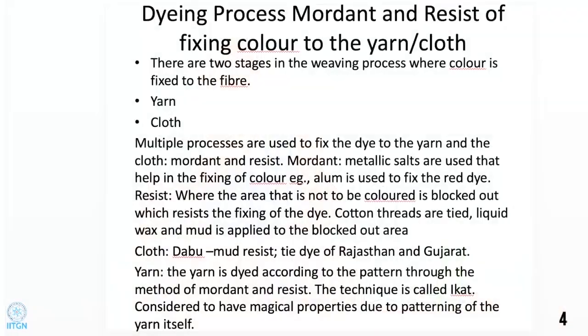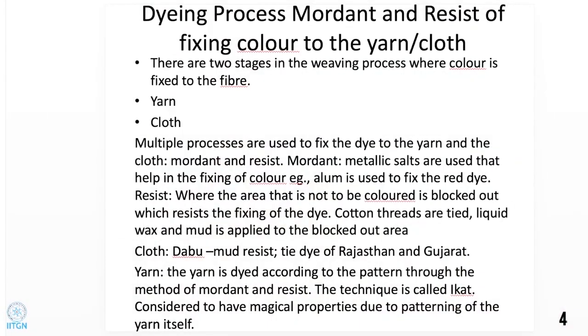So, the dyeing process is mordant and resist, of fixing color to the yarn and cloth. There are two stages in the weaving process where color is fixed to the fiber, that is the yarn itself, like we just saw in the patola, where you fix the color and the pattern to the yarn. Then you have the stage done to the cloth, once it is woven and comes off the loom. There are multiple processes used to fix the dye to the yarn and the cloth, mordant and resist. How do you get this cloth?